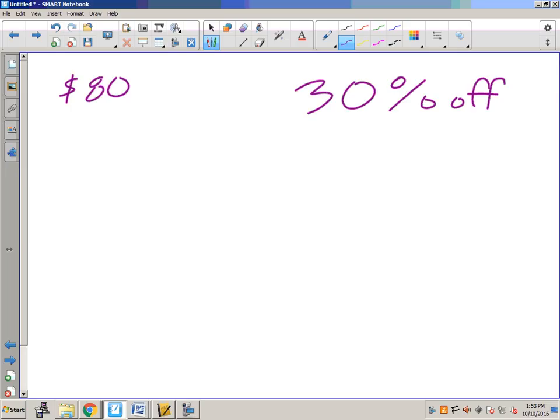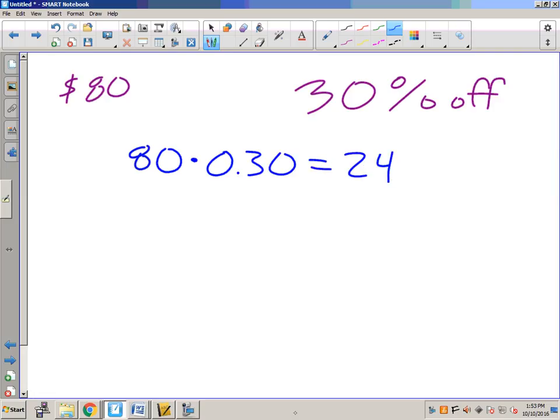Here, in my experience, this is how most students do it, and this works just fine. A lot of people are thinking $80, okay, it's 30% off, so I'm going to figure out what 30% of that is. So 80 times 30% as a decimal, right? And if you do that, you'll find that this is going to be $24 off. And then we take 80 and subtract 24, and that would give us 56, which is the correct answer. So that's one way to do it.